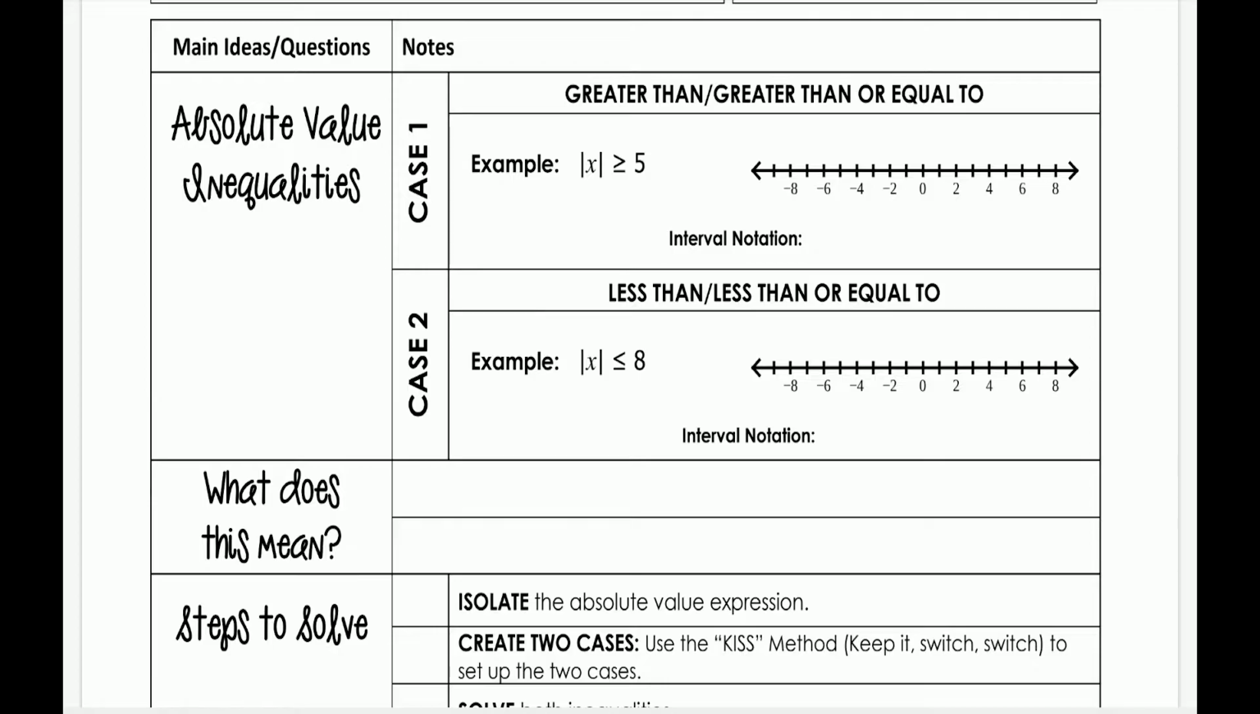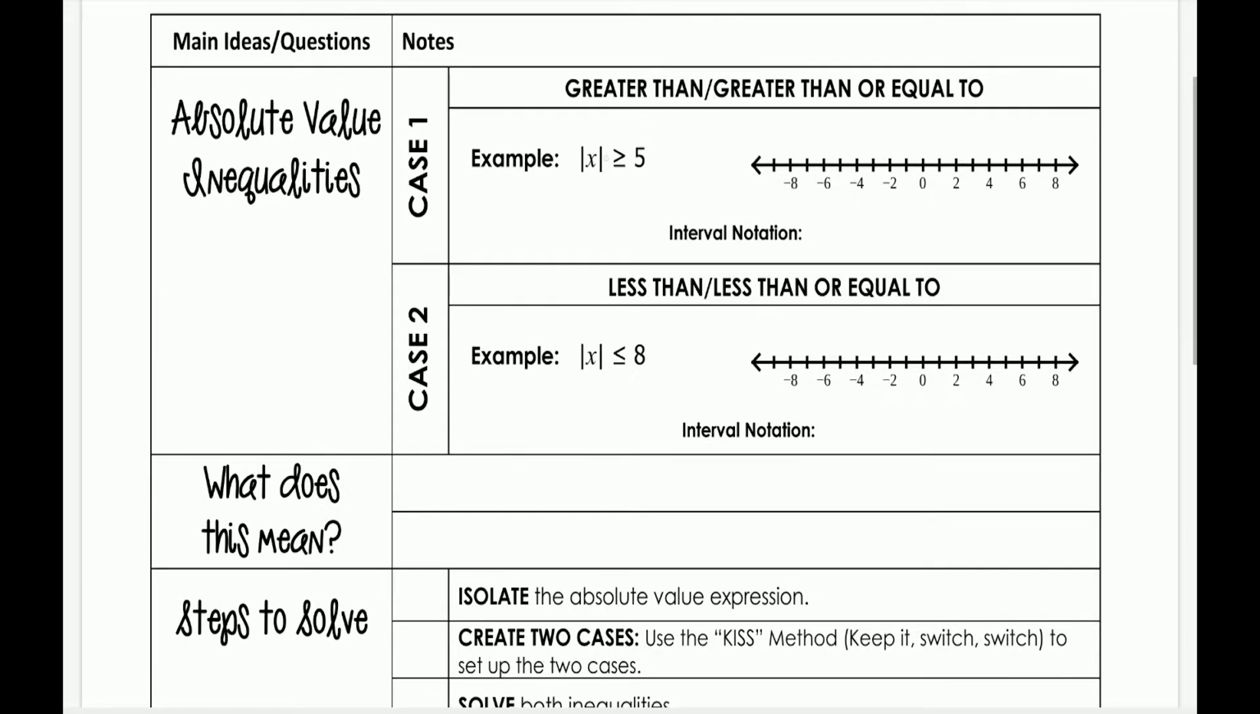So whenever we're solving absolute value inequalities, we have two different cases. Case 1 would be if we have a greater than or equal to symbol. Case 2 would be if we have less than or less than or equal to symbol. So those are two cases. The first case is if we have a greater than or equal to symbol.